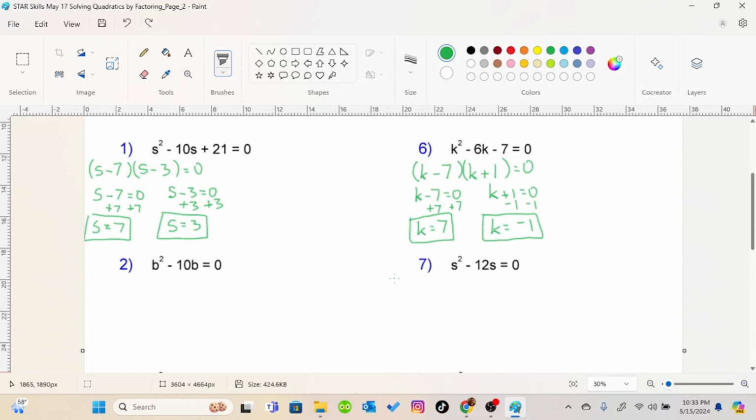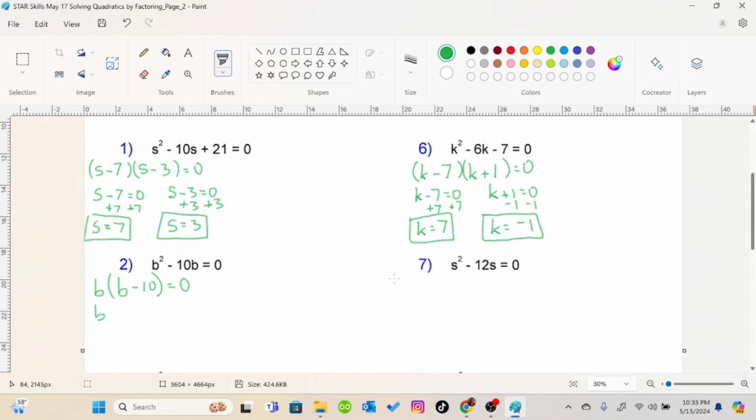Number 2. Notice on this one, we do not have a c term. Since both share the b, I'm going to factor out a b, and then to get b squared, that would be b times b, and to get -10b, that would be b times -10.